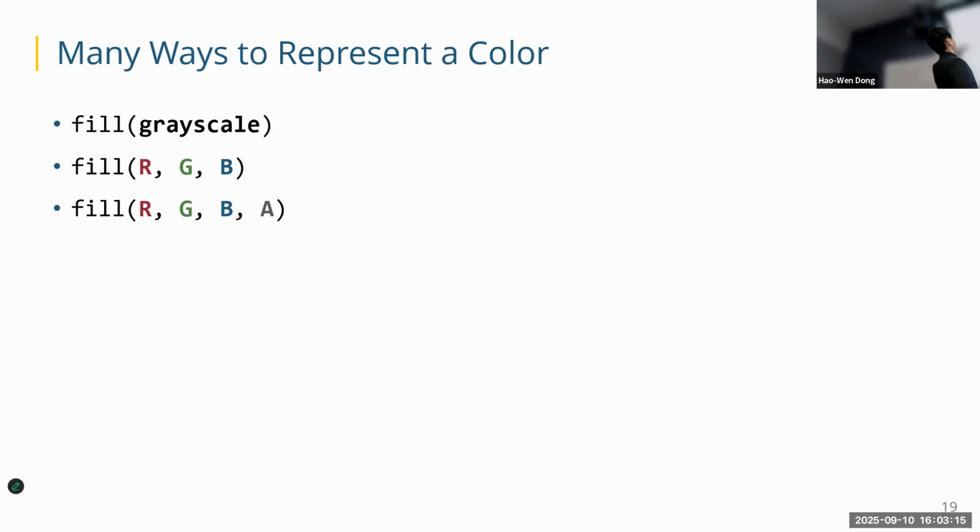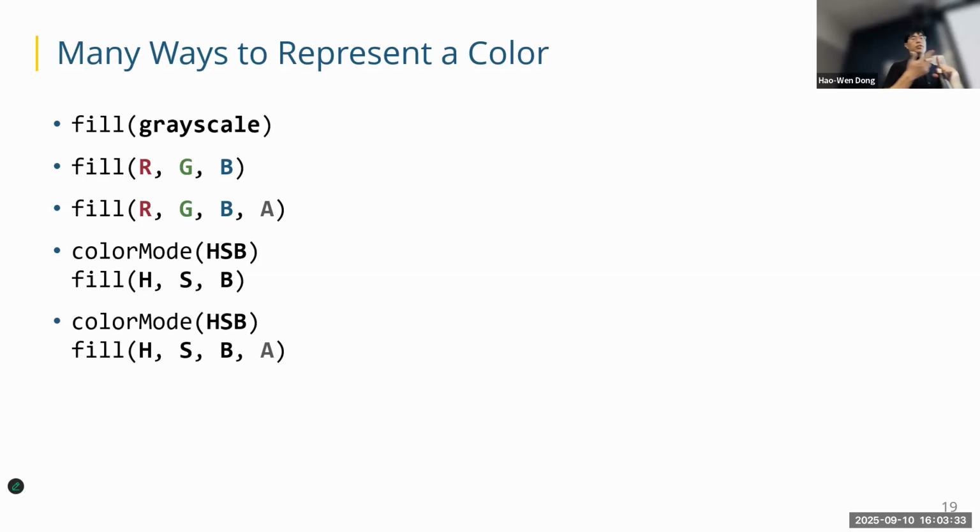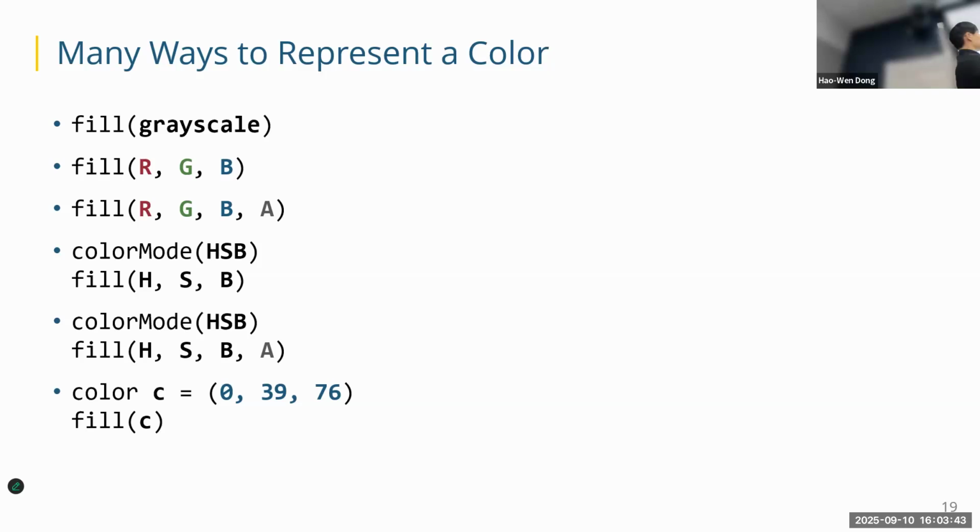The simplest way is fill with grayscale, 0 to 255. 0 will be black, 255 will be white, and somewhere in between, 127 will be gray. RGB, RGBA, we will talk about A later. And you can also do HSV: hue, saturation, brightness. That's how we get the rainbow effect. You can also do color c equals this specific format, like parenthesis 0, 39, 76. Then you will create a color data type, and now you can also send that into the fill function.